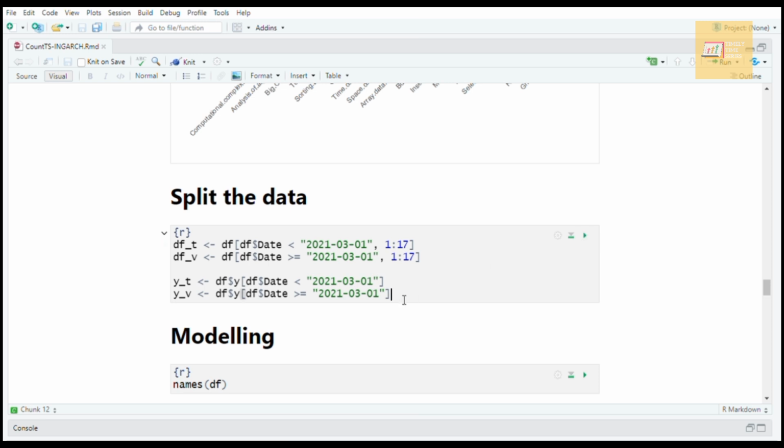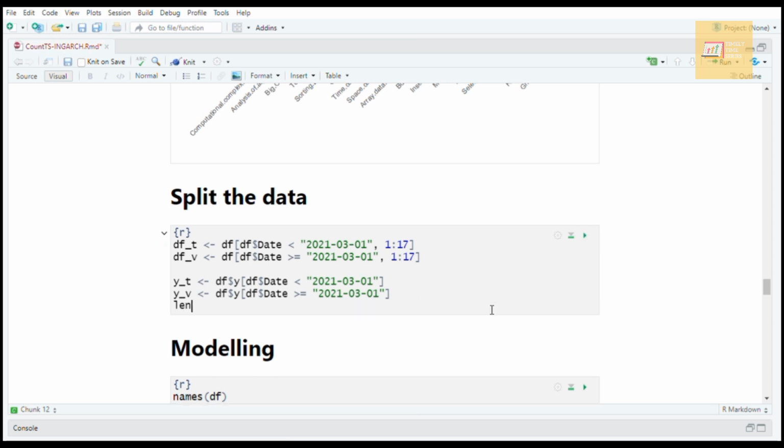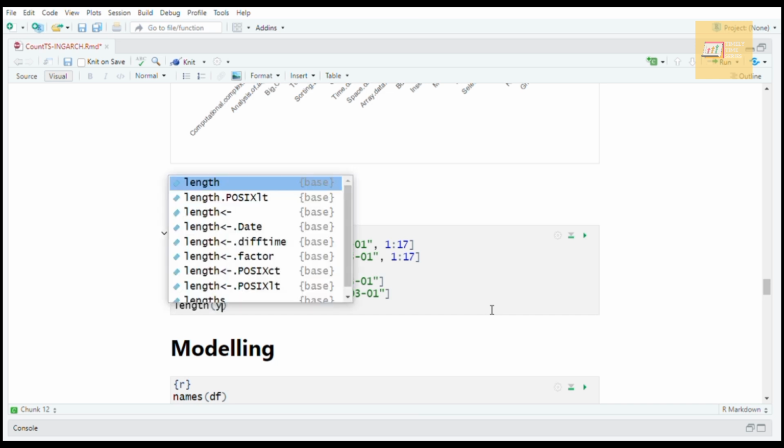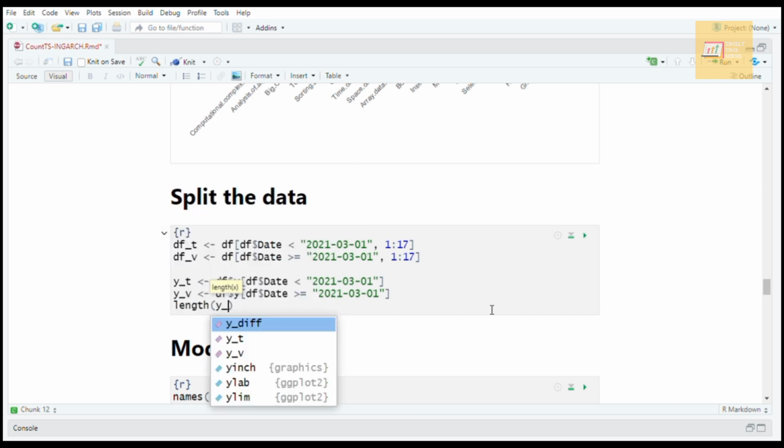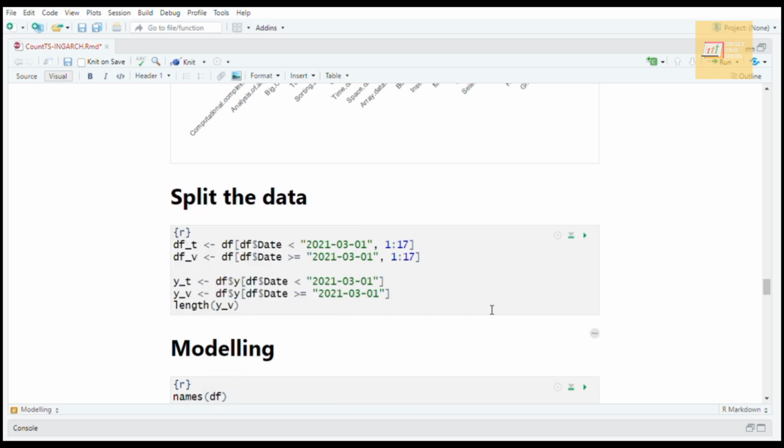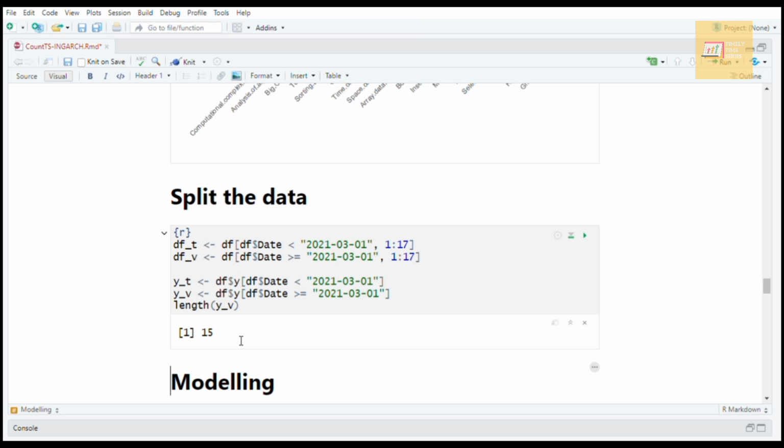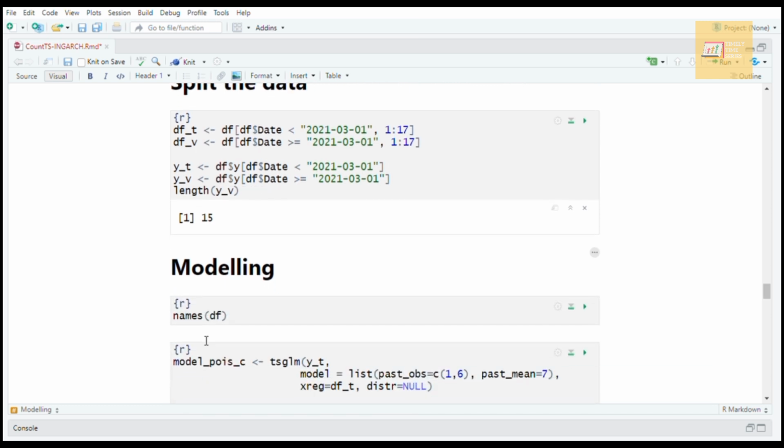And actually we can verify that the length of YV is 15. So we're going to predict the total daily visitor for bucket sort for 15 days. I'm going to show you how I predicted. It's actually just a recursive prediction, but we'll see that at the end. Okay, so now let's start the modeling.